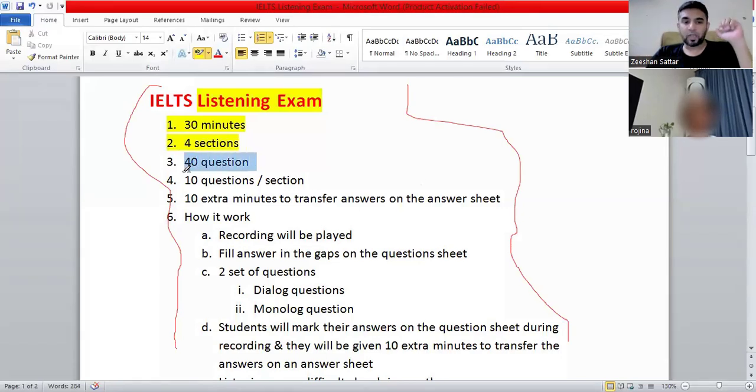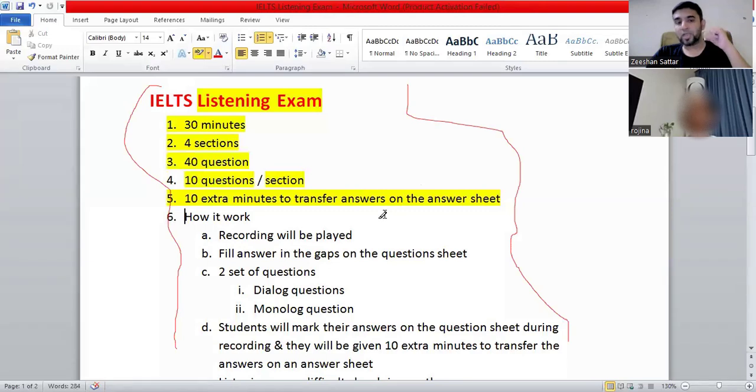There will be a total of 40 questions in the exam, and 10 questions will be there in every section. So 40 questions are divided into 4 sections, which means 10 questions per section. 10 extra minutes will be provided by the examiner to the students to transfer their answers from the question sheet to the answer sheet.